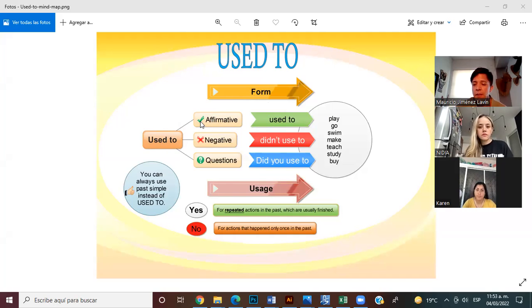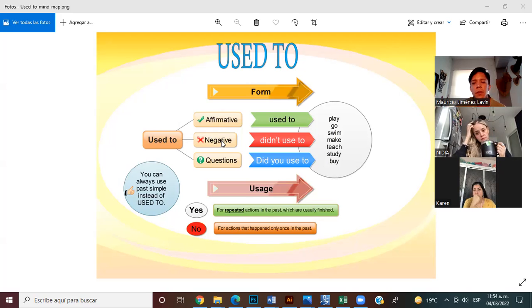Okay, so here we have the used to, we have the three examples or the three forms. Used to as an affirmative, the one that I just explained: we have to use the past of use, which is used with ed at the end, and then the infinitive: to play, to go, to swim, to make, to teach, to study, to buy, to work. You can use all the verbs in infinitive. So it's easy when we are using affirmative forms.